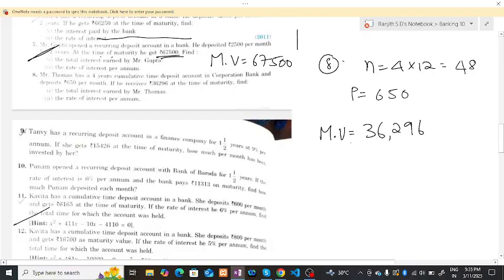Because here the number is difficult. Maturity value is 36,296. You can even skip the sixth one, seventh one while revising. You can revise the eighth one. So if MV is given, use the MV formula. MV is equal to P into N plus I. 36,296 is equal to 650, N is 48, plus I.